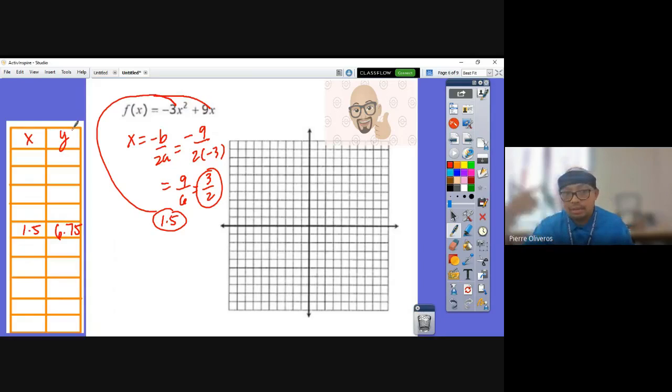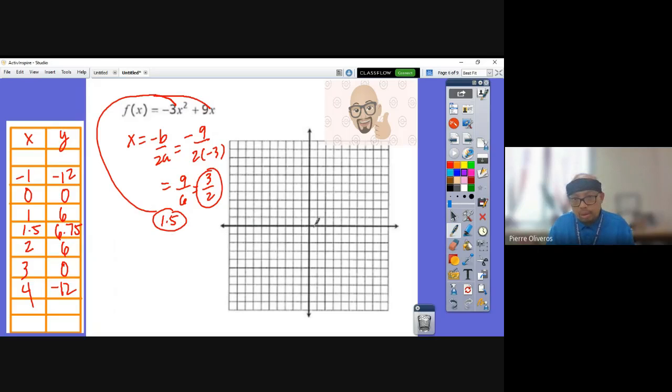Let's do it. Find the x values before 1.5 and after 1.5. We will choose only integers to make it easier. So 1, 0, negative 1, and this will be 2, 3, and 4. All right, there you go. That was easy. So then we're going to plot the points.